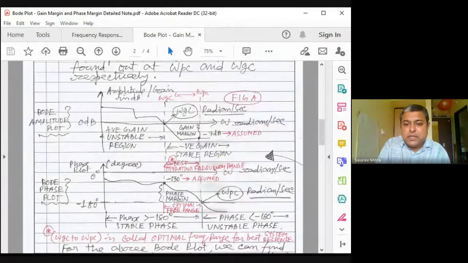And at phase crossover, the gain should be less than 0. So here how much cushion do you have? 7 dB cushion. Even if you increase the gain by 7 dB, the system will still be stable. So for a system with positive gain margin and positive phase margin, the system is perfectly stable. And what is the operating frequency? Best operating frequency, the sweet spot, omega gc to omega pc. Between that you can run the system.